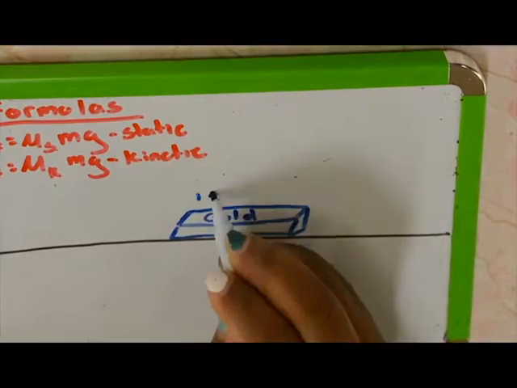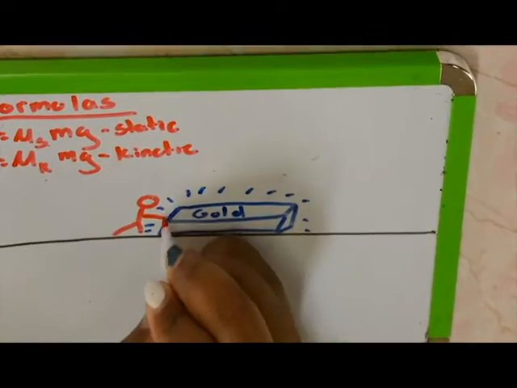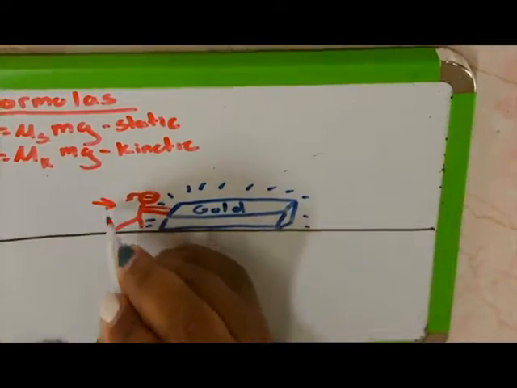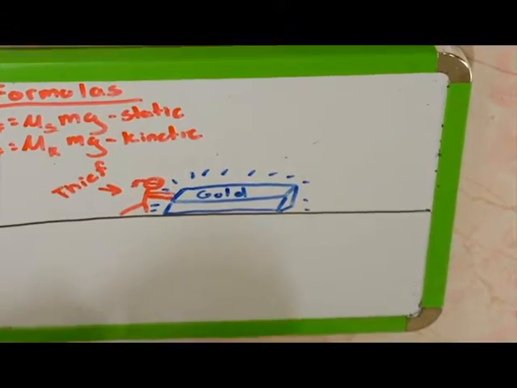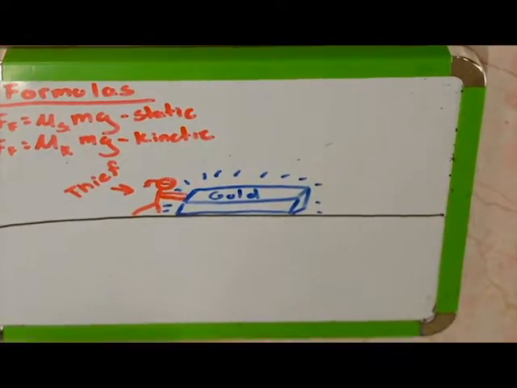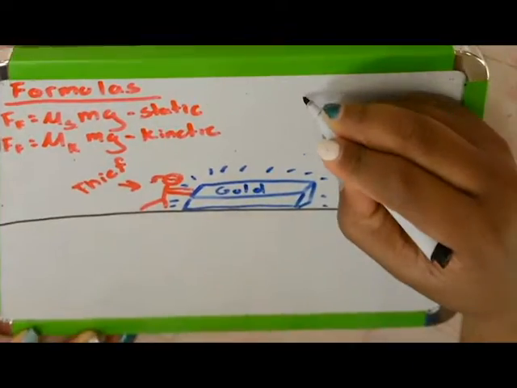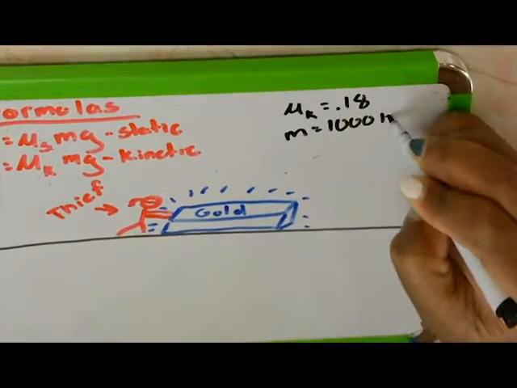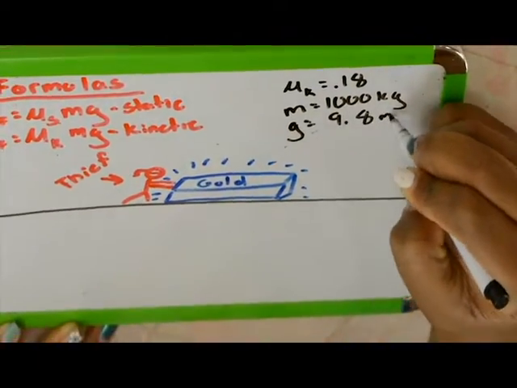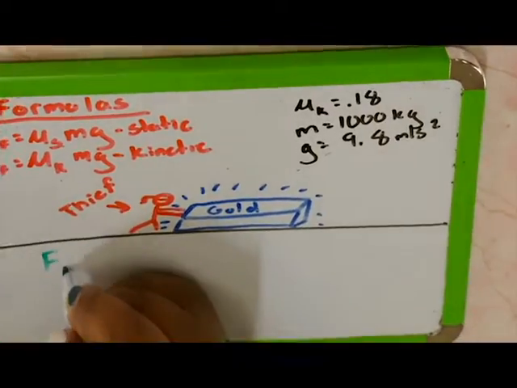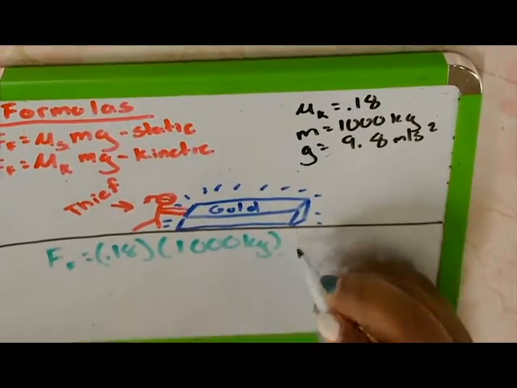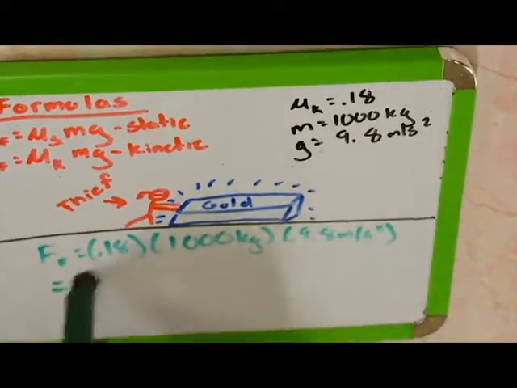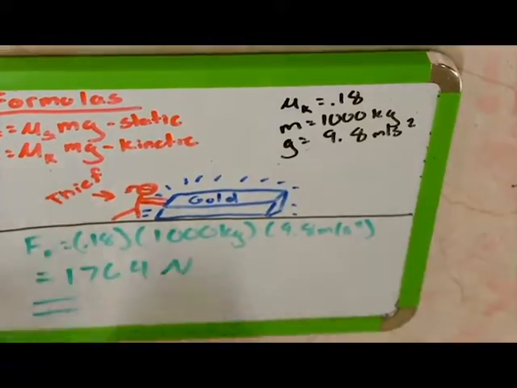Anyway, so this super strong thief has started moving the gold bar. Now, the question is, how much force is required to keep it going? For that, we turn to kinetic friction. Say that the ingot, which weighs 1,000 kilograms, has a coefficient of kinetic friction of 0.18. Plug these numbers into the kinetic friction formula. That equals 1,764 newtons, which is about 397 pounds. That's a lot of force to push.